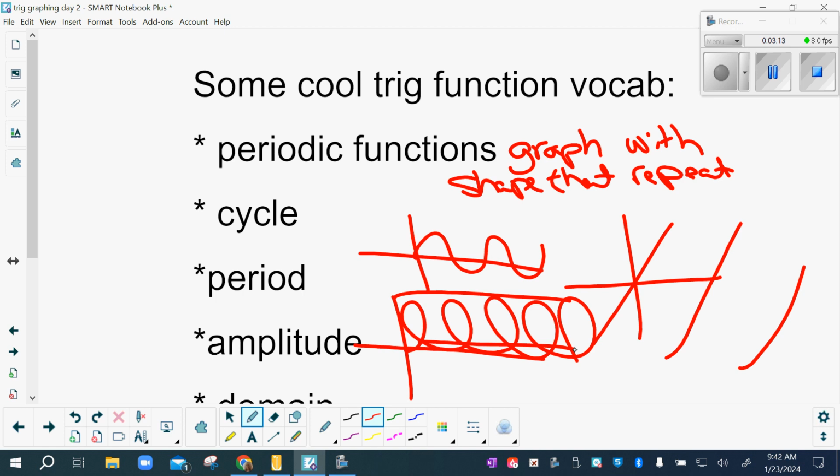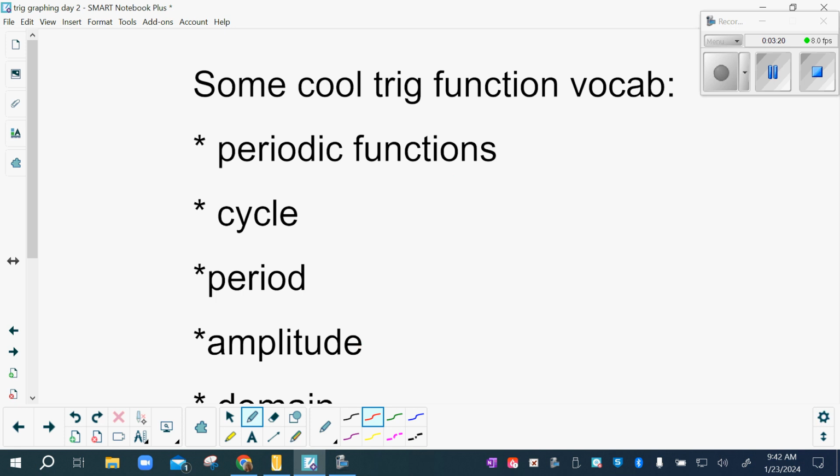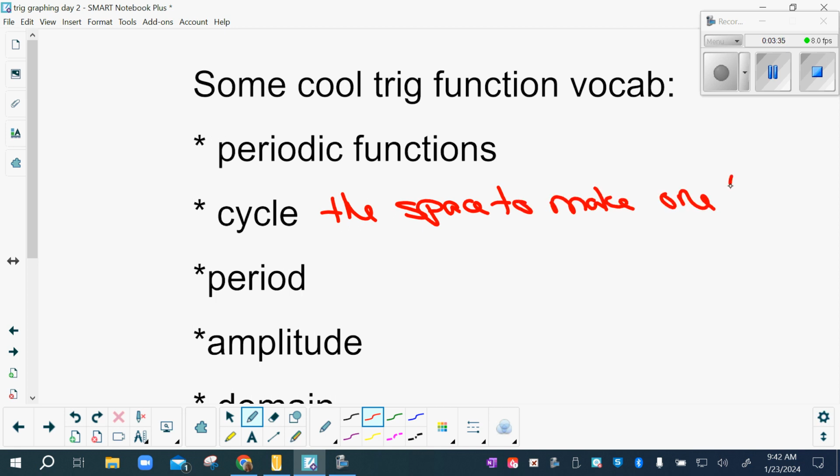I'm going to erase all this, so hopefully you've written it down. Martin, you got this down because I'm going to erase it. Okay, so now the next thing you need to know is the cycle. The cycle is the space it takes to make one whole version of the shape. Watch what I mean by that.